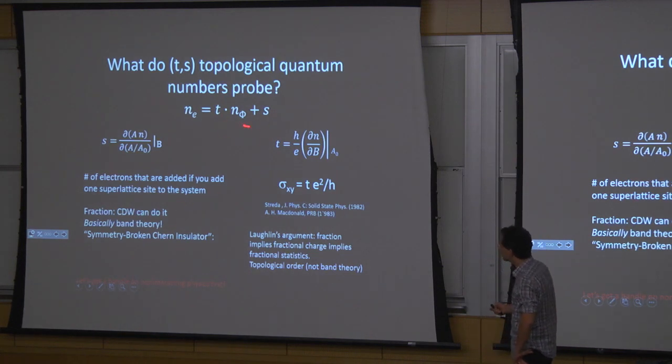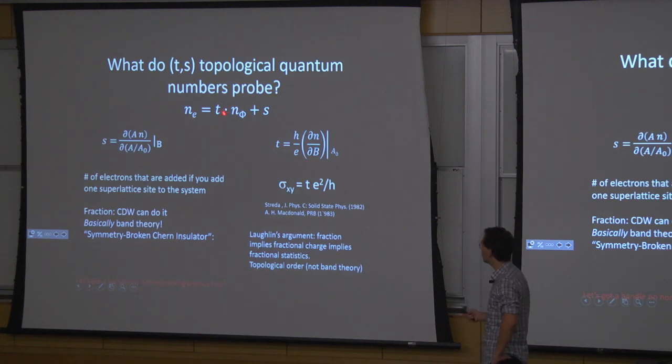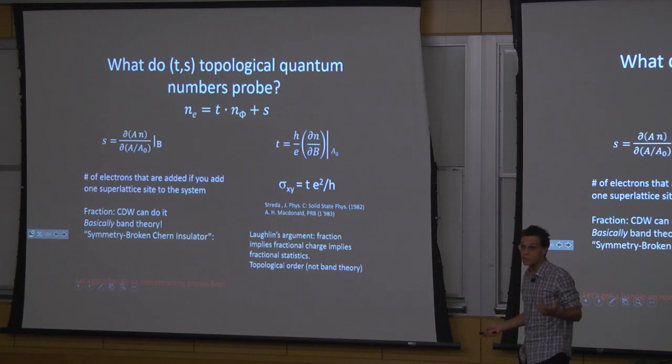So these fractional T, fractional S states, they have to have a fractional charge. These integer T, fractional S states, they could, but it's unlikely. They're probably just symmetry broken.